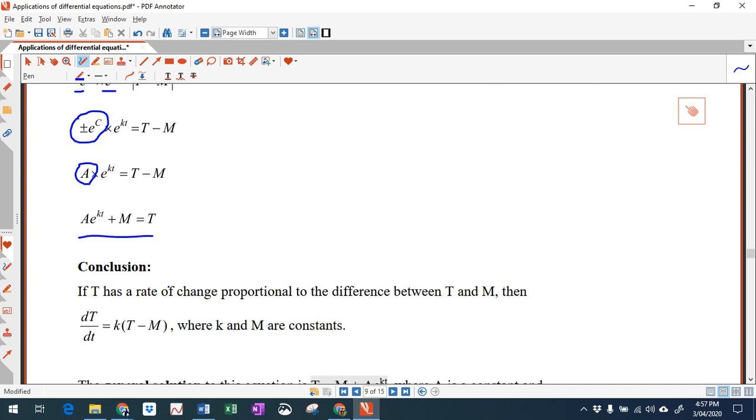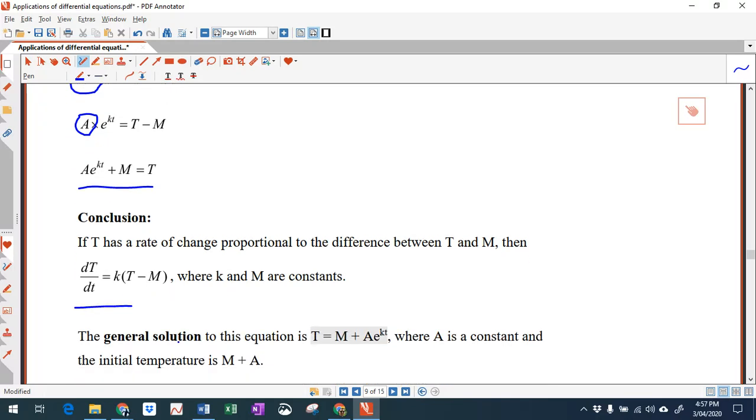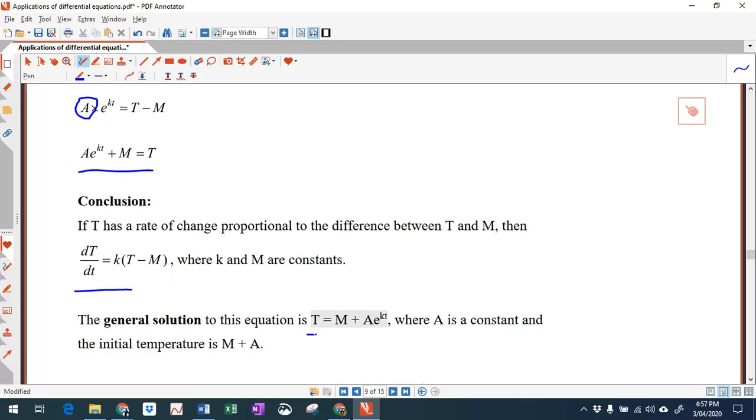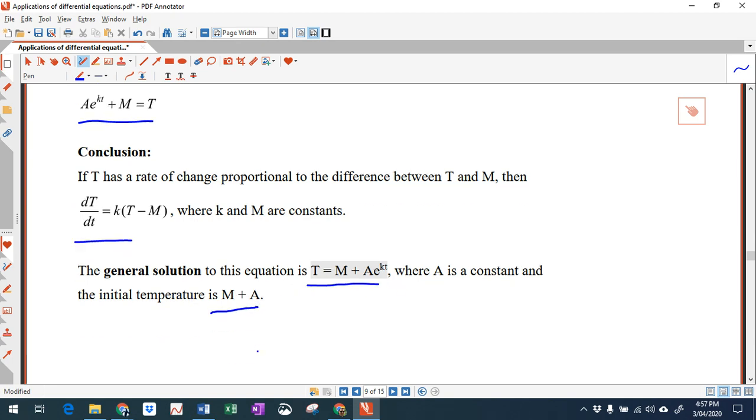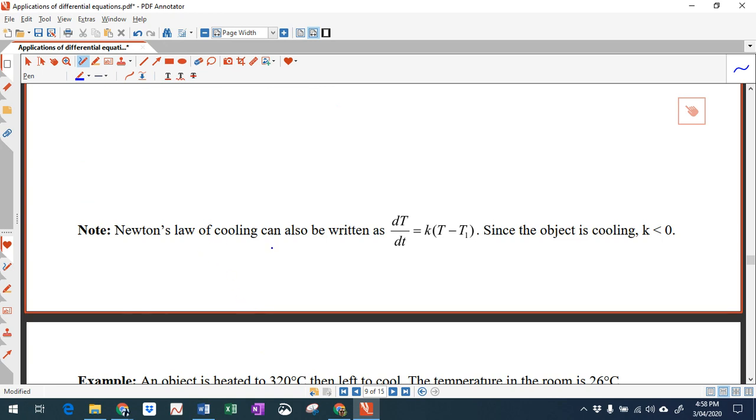So if T has a rate of change proportional to the difference between T and M, then we can write this equation down. The general solution to that equation is this, where A is a constant and the initial temperature is M + A. Now Newton's law of cooling is sometimes written like this: dT/dt = k(T - T1).